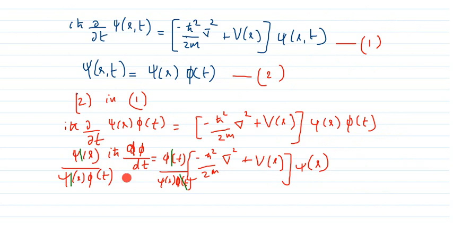Now, I didn't tell you to cancel these two, because on the left hand side we had psi of r as a constant. So psi of r from numerator and denominator will get cancelled. Also phi of t on the right hand side. Now what we have is i h cut d phi by dt by phi of t, and on the right hand side we have 1 by psi of r into minus h cut square by 2m del square plus v of r into psi of r.